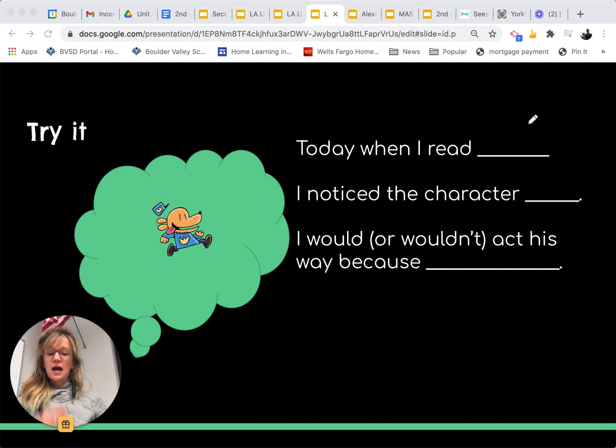So today, after you read a fiction text with a main character, come back here, click your green Add Response button on your Seesaw activity, share what did you read, who is the character, what did they do, and would you act the same way? Your teacher cannot wait to hear your response to your fiction text today.